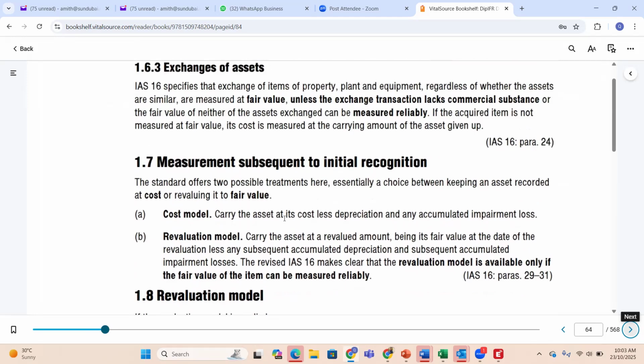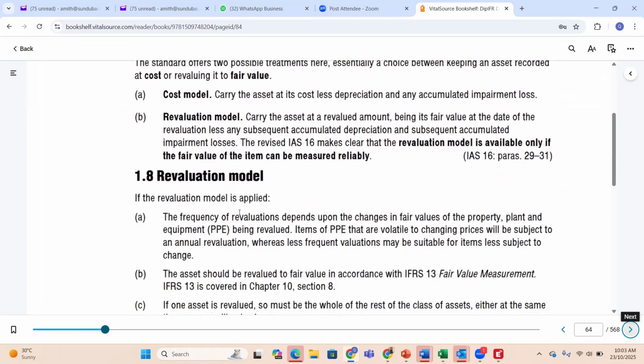That is why they use minus subsequent depreciation. Getting it? If you have it in your mind that every year you'll do revaluation, then there won't be any minus subsequent depreciation, minus subsequent impairment. These 3 years, 5 years periods are why there is a subsequent element given in the definition. Okay. So for the revaluation model, the frequency of revaluation depends upon the changes in fair value of the PPE being revalued. Items of PPE that are volatile to changing prices will be subject to an annual revaluation, whereas less frequent valuations may be suitable for items less subject to change. You don't need to be frequent. You can keep a policy like I'll do it only once in 3 years.